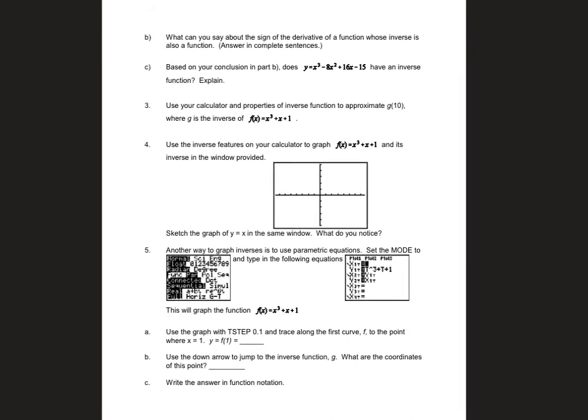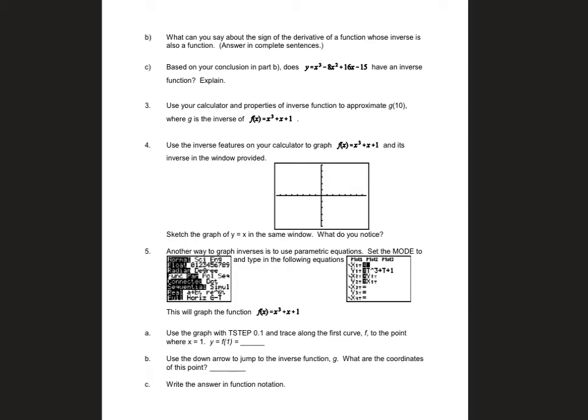Now it says, what can you say about the sign of the derivative of a function whose inverse is also a function? We talked about this quite a bit. To have an inverse that's a function, it must be one-to-one, must be strictly monotonic. That means f prime of x is either always greater than or equal to 0, or f prime of x is always less than or equal to 0. So based on that conclusion, what do we know about that?